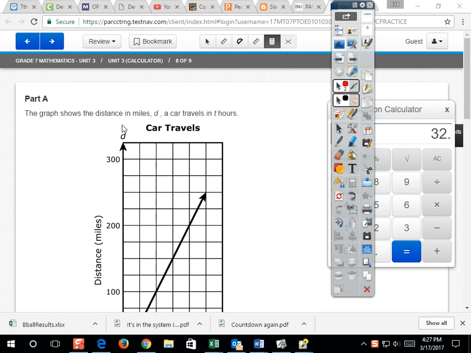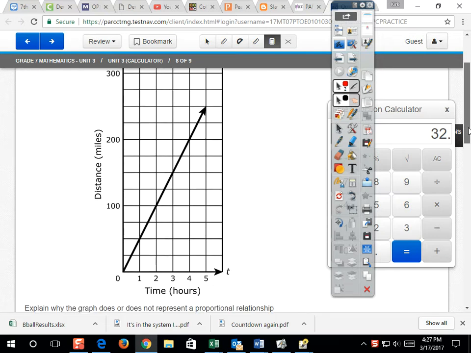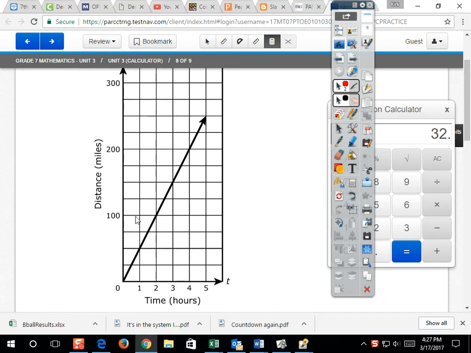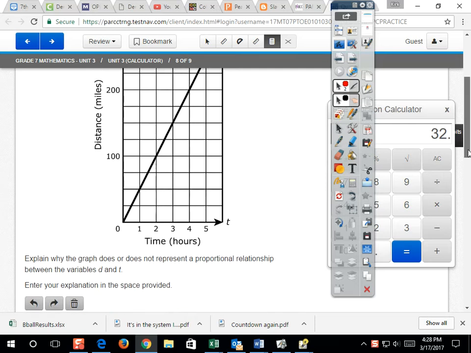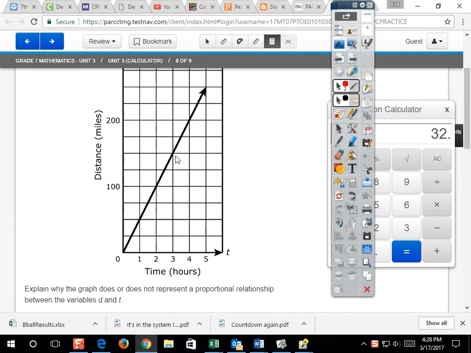So in part A, we have a graph that shows distance in miles traveled, d, for a car over t hours. And I can see we have a nice straight line that starts at (0, 0). Now, the question says, explain why this graph does or does not represent a proportional relationship between the variables d and t. Now, a proportional relationship is a linear relationship that starts at (0, 0). This is clearly a line and starts at (0, 0).